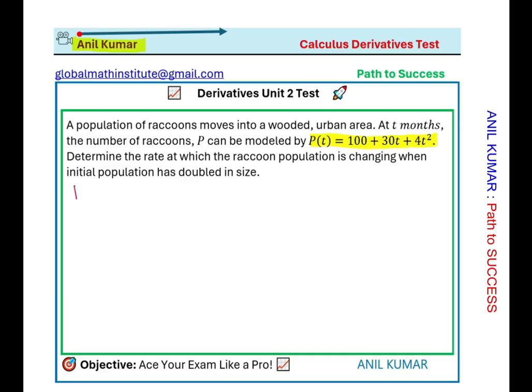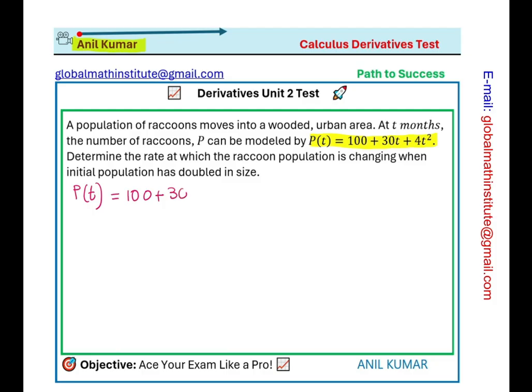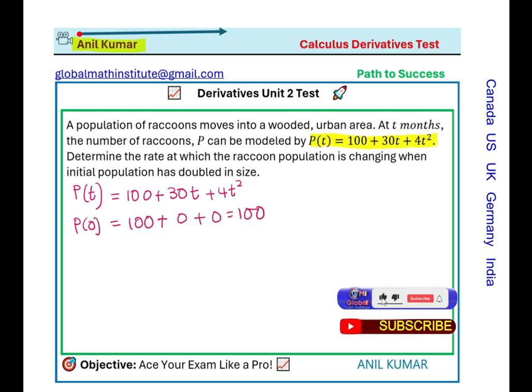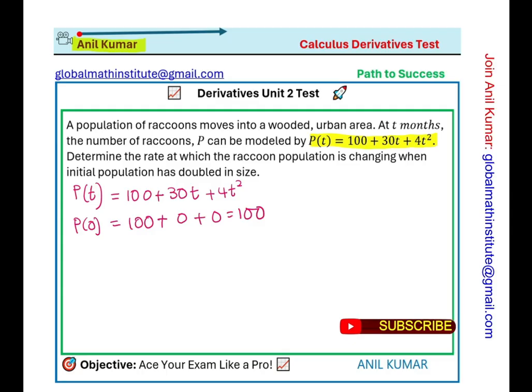So we're given the function of population with time, which is p of t equals 100 plus 30t plus 4t square. So it says determine the rate at which the raccoon population is changing when the initial population was doubled. So we have to find the initial population, which is p of 0. If I substitute 0 here, I get 100, correct? Now doubling means when the population becomes 200. So we need to find the time when it becomes 200. You get the whole idea.